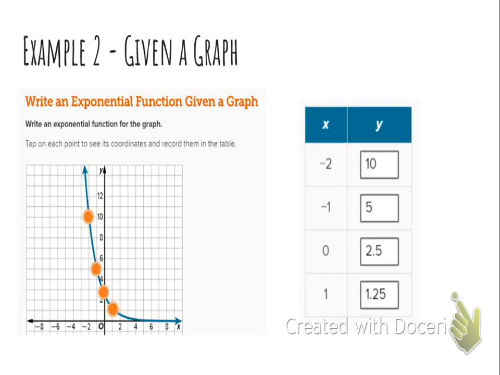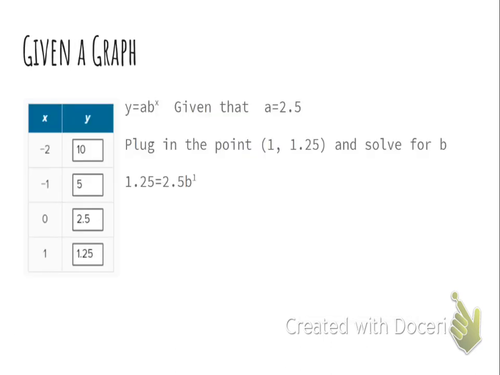Okay, so in example 2, it wants us to write an exponential function given a graph. So I have the graph here that's in your book at the bottom of page 510, and I filled in my table by looking at the points. -2 crosses at 10, -1 is at 5, 0 is at 2.5, and 1 is at 1.25. So now, using that information, we need to write our equation.